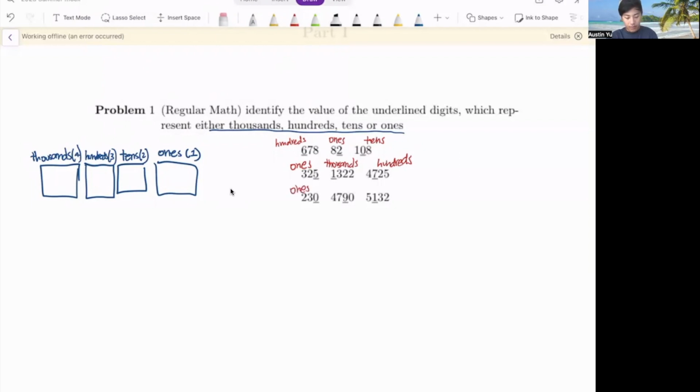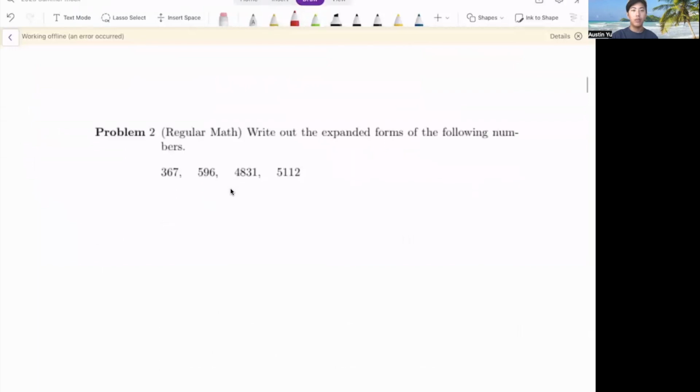Next one, 4,790. The underline is in the tens digit. And finally, 5,132, 2, 3, 1, 5. And the underline is in the hundreds. And that's problem 1. Moving on to problem 2.